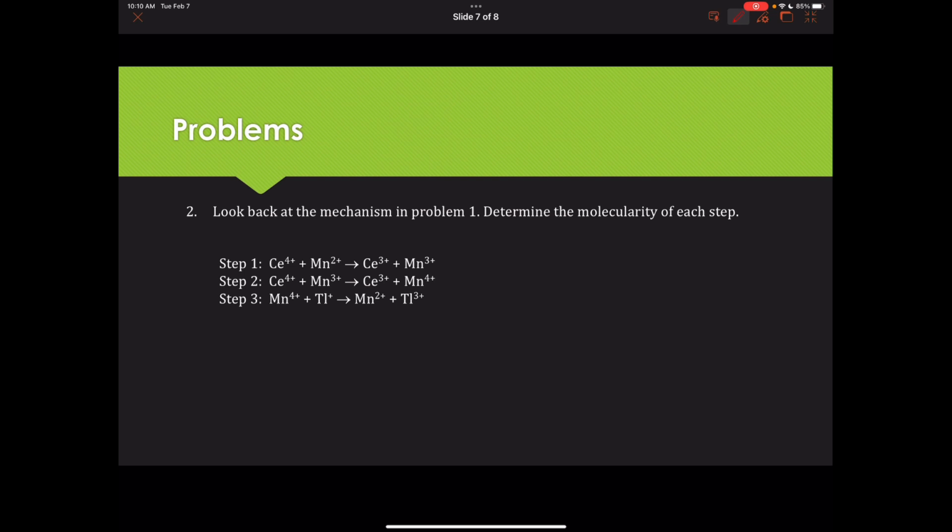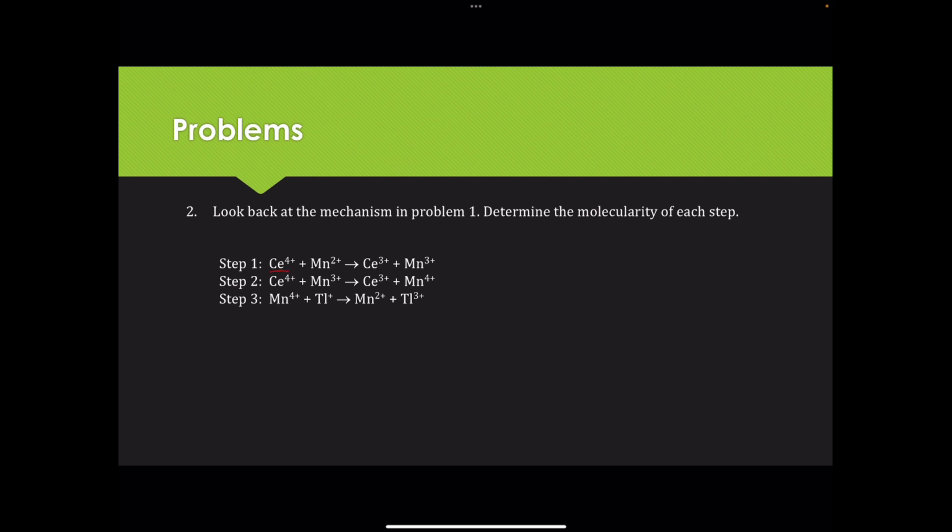So we want to take a look at our mechanisms and identify their steps as being either unimolecular, bimolecular, or termolecular. So if we look back at the mechanism we had in problem 1, we're asked to determine the molecularity of each step. So if I look at step 1, I have Ce4+ plus Mn2+. I have two things interacting, so that's a bimolecular step.